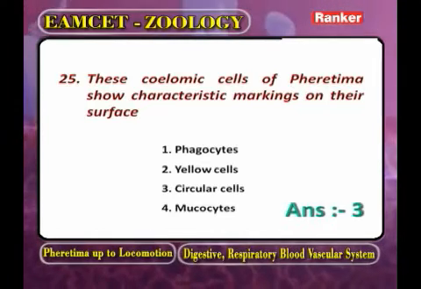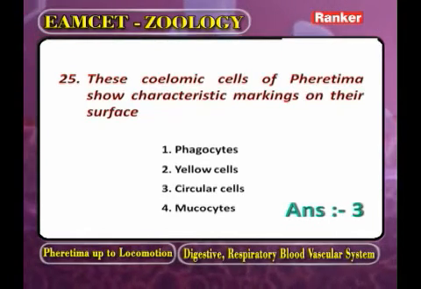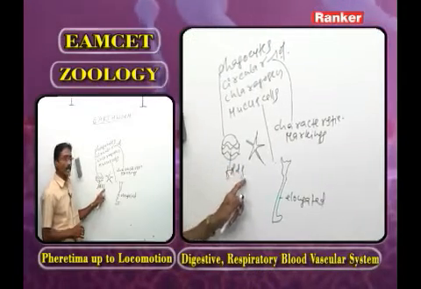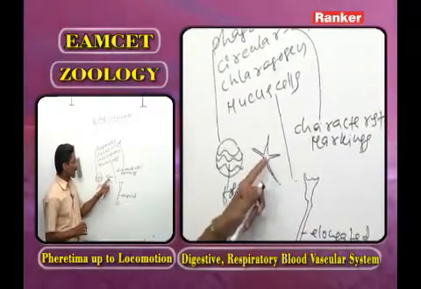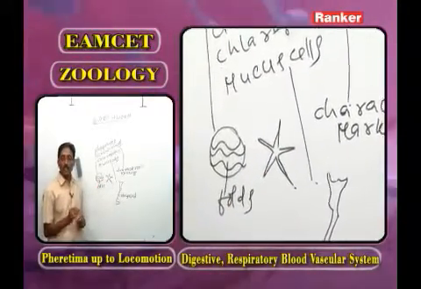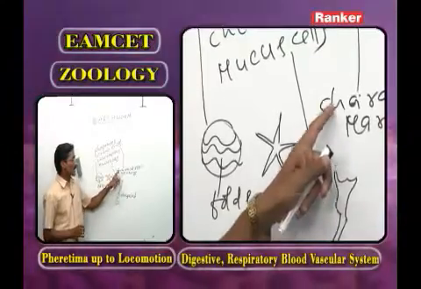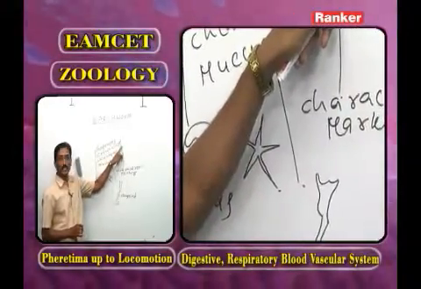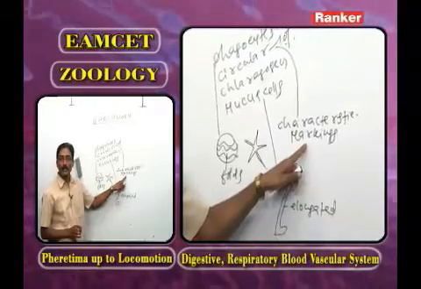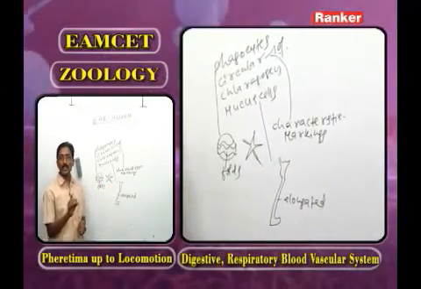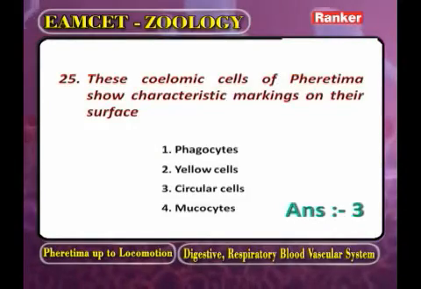Phagocytes, also called amoebocytes, have membranous folds. Yellow cells, called chlorogogen cells, are star-shaped. What about the third? Circular cells, their percentage is 10%. On their body, characteristic markings are present. Now, the third option is correct. Now, move on to the next question.